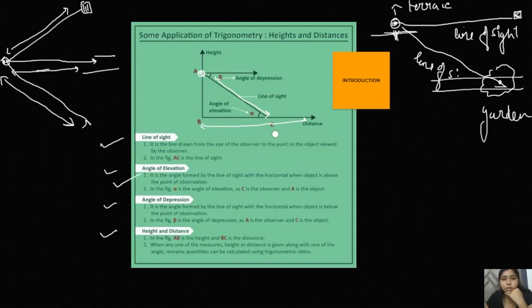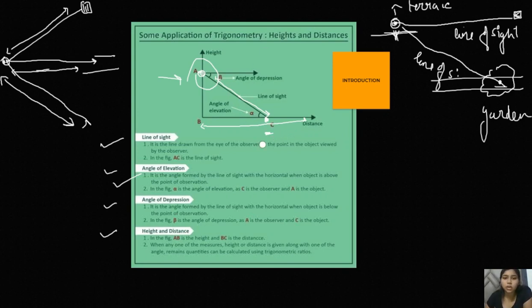C is the observer in that particular case. Let us suppose C is the observer, this is the person standing here, they are looking at A, which is any building or anything, it is the object. Since A is present above, this is present above the eyes of the person.